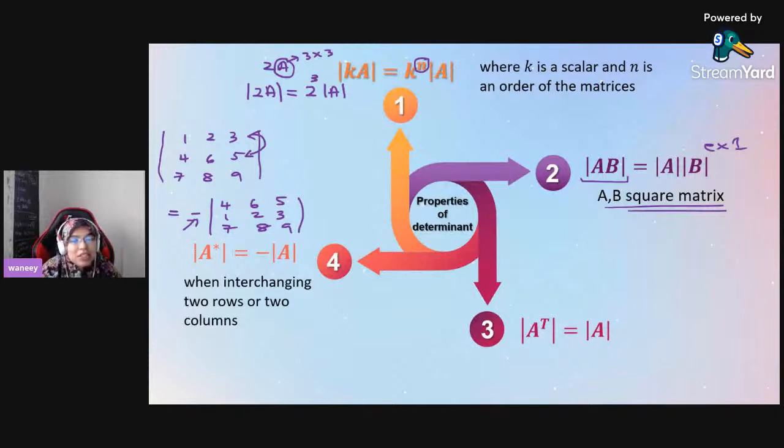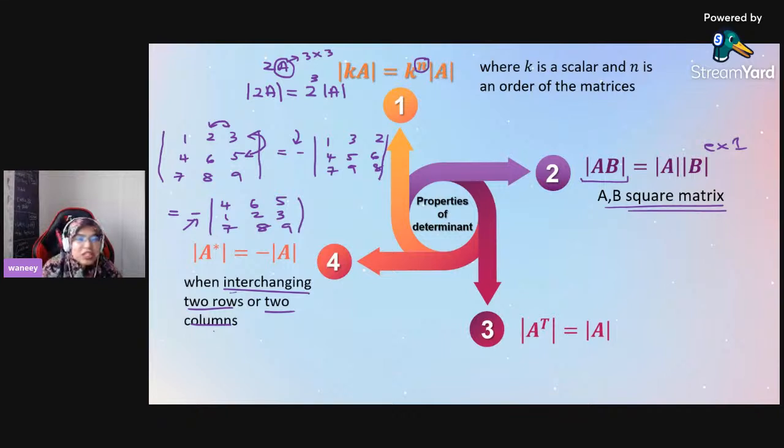Okay, interchanging column. So katakanlah tukar daripada second column and third column. So this is negative of 1, 4, 7, 3, 5, 9 and then 2, 6, 8. So you have to times with negative. Okay. So itu je lah apa maksud dia interchanging two rows or two column.